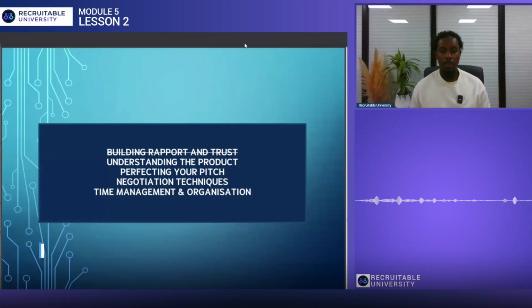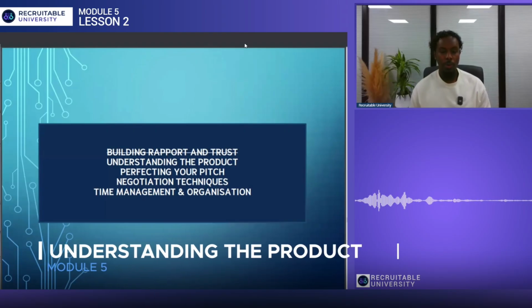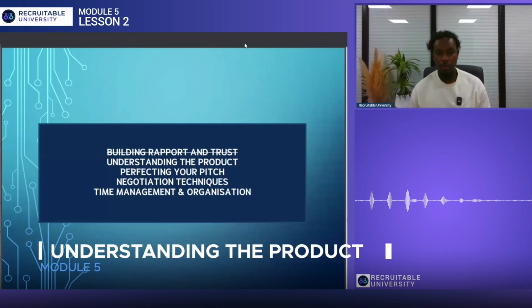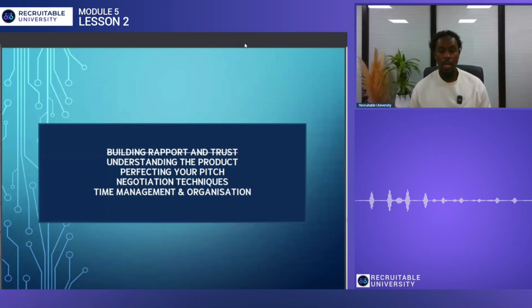So we are on the module of sales and trying to perfect your sales techniques. We went through building rapport and trust with your candidates and your clients. Just to let you know, whatever we are going through in this module, you can apply to your candidates and also to your clients. All the techniques and negotiation skills that we'll be sharing, you can apply to both.